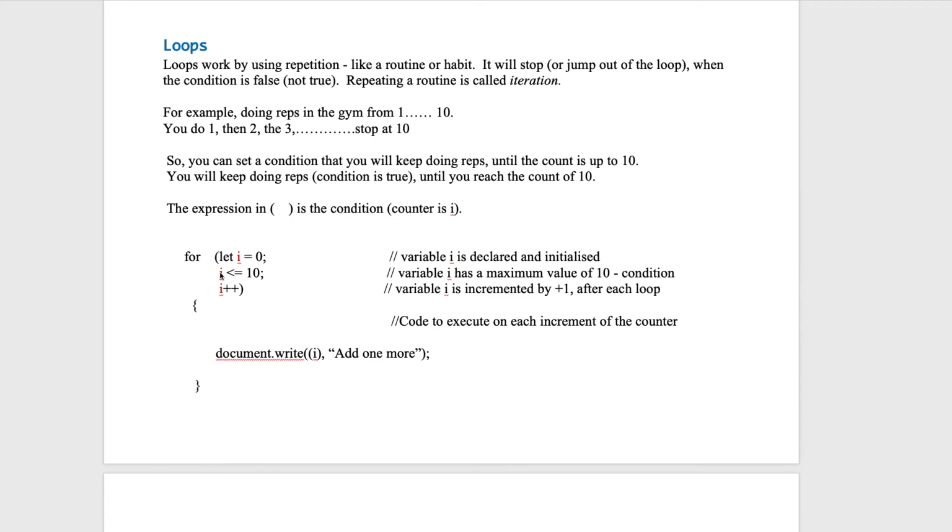The next line is i, as long as it's less than or equal to 10, you keep doing a certain action, and this is the action to take, as long as its value is less than or equal to 10. And every time it goes through the loop, it increments i by 1. So first time i is 0, add 1 more. Then the next line will be 1, add 1 more. Next line 2, add 1 more. Right up to 10, add more. Then it'll stop.